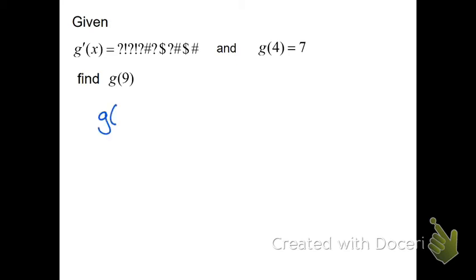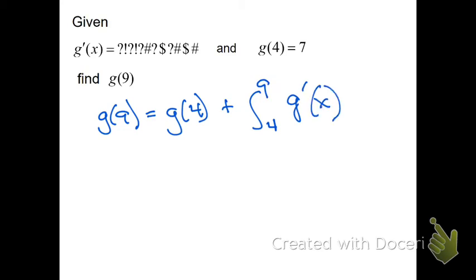Okay, g of 9 is equal to g of 4 plus the net change from 4 to 9 of the derivative, whatever that derivative will be. That's what you have to write on your paper, okay? Then in your calculator, you'll do 7 plus the integral from 4 to 9, and you'll plug in whatever g prime is, okay? It's going to be a calculator issue.